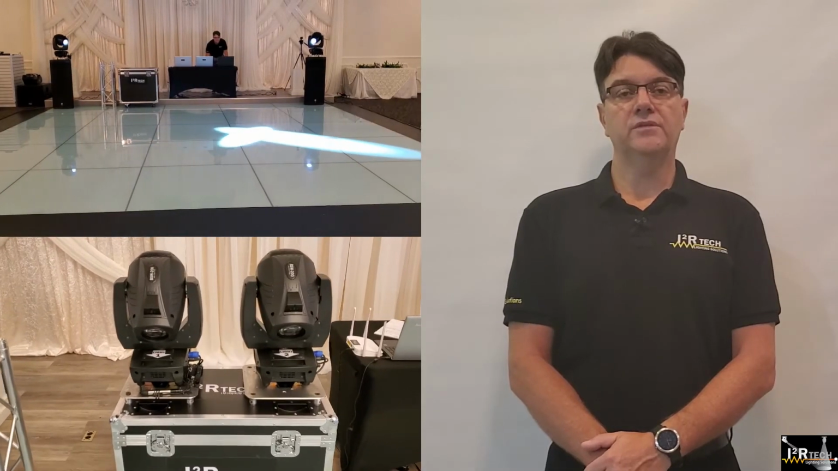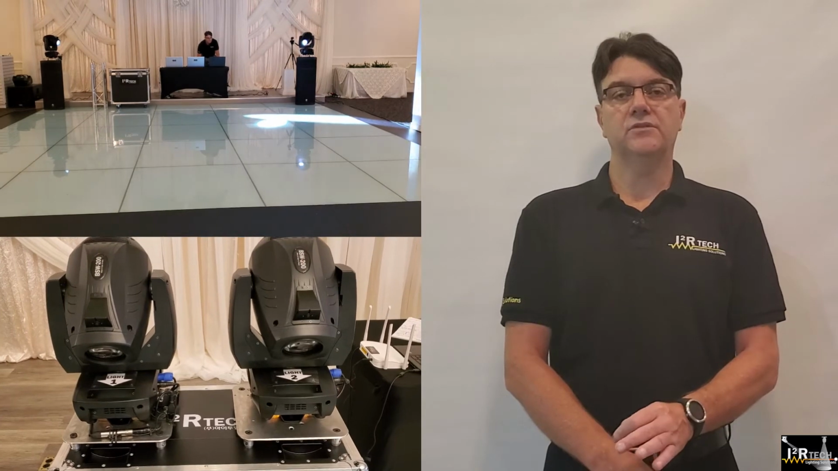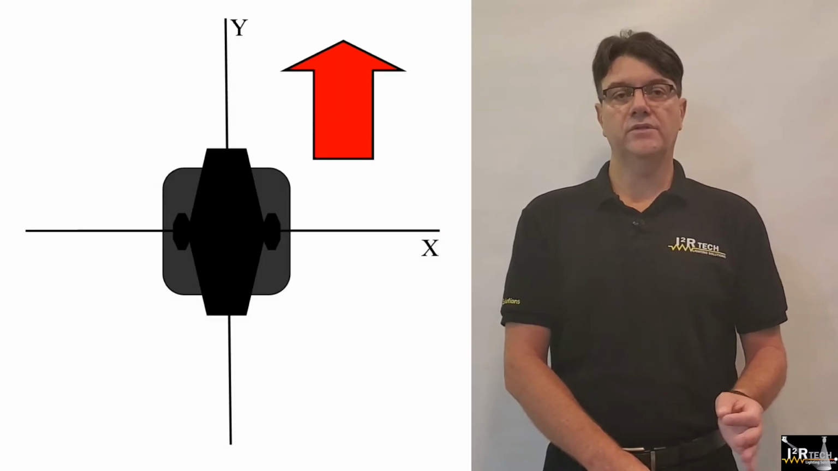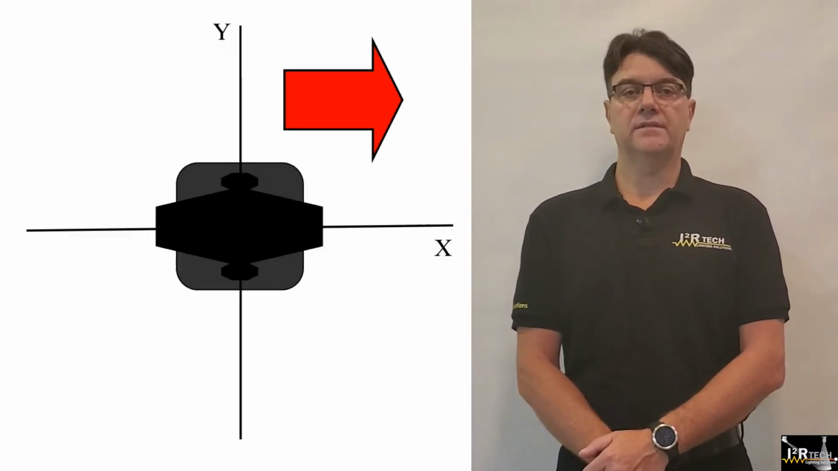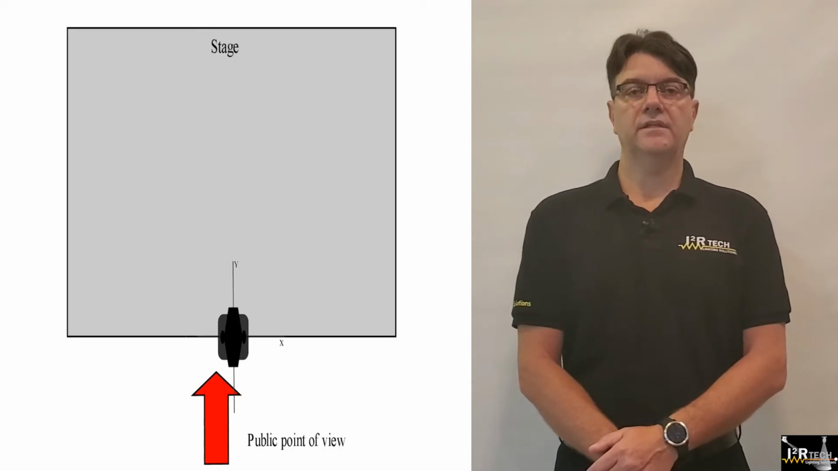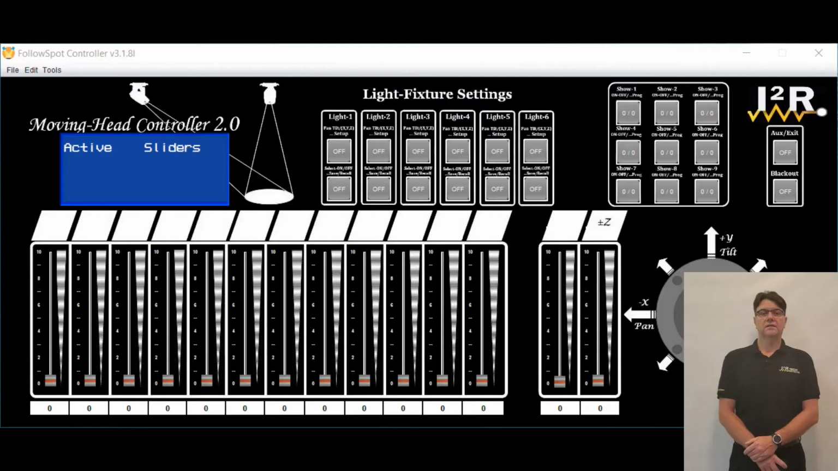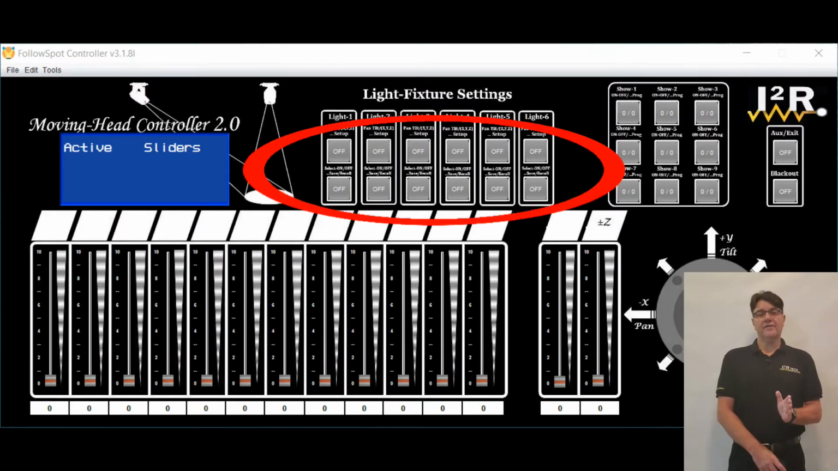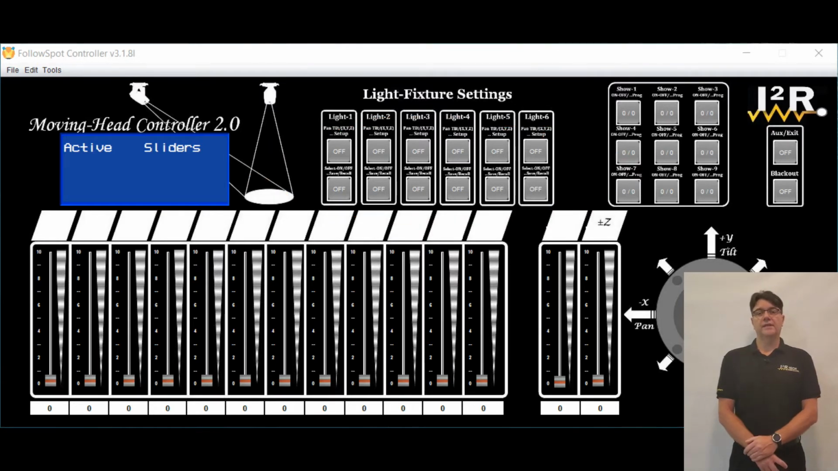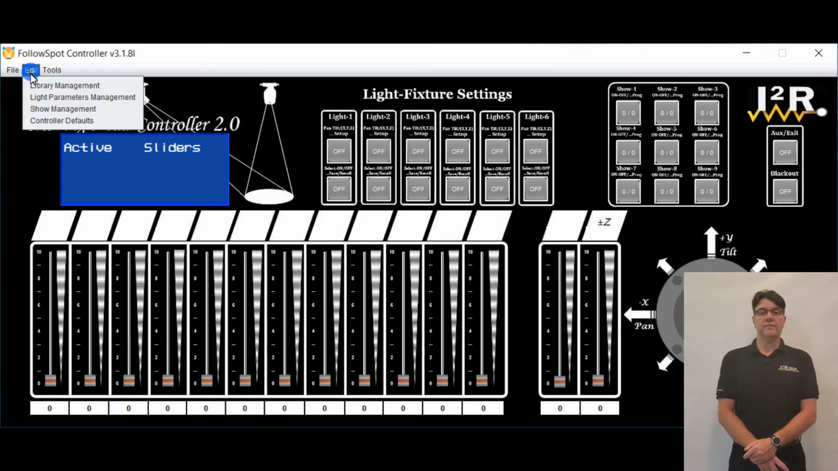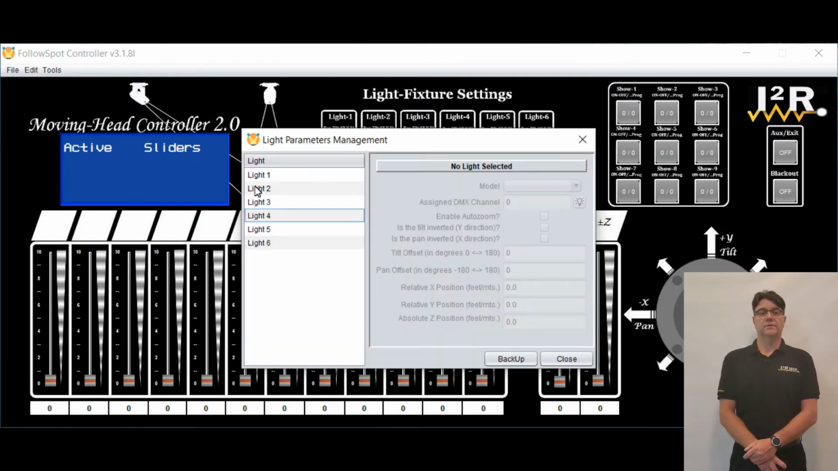This is where you tell the controller what devices you'll be controlling, along with some physical information about the device's orientation and relative location as needed. There are 6 available light groups that can be assigned to different libraries or DMX devices, such as a moving head, via the Light Parameters Management tool.